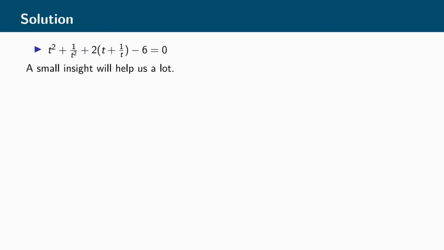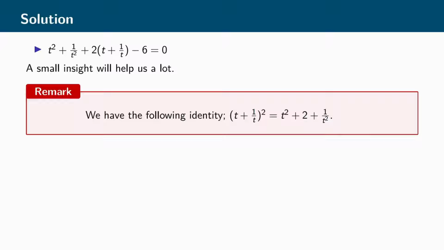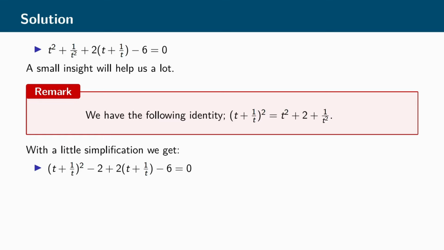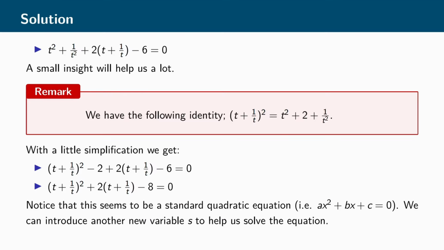Now a small insight will help us a lot. Let's remark that we have the following identity: (t plus 1 by t) whole square equals t square plus 2 plus 1 by t square. With a little simplification, we get (t plus 1 by t) whole square minus 2 plus 2 times (t plus 1 by t) minus 6 equals 0. We just isolated the t square plus 1 by t square term in the identity to get this following equation: (t plus 1 by t) whole square plus 2 times (t plus 1 by t) minus 8 equals 0.